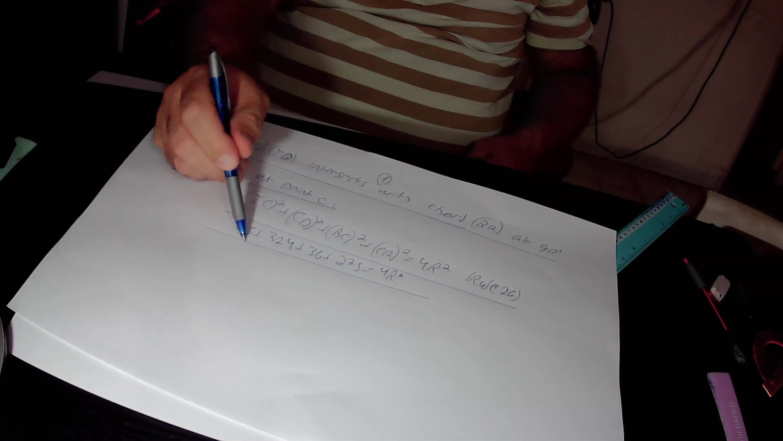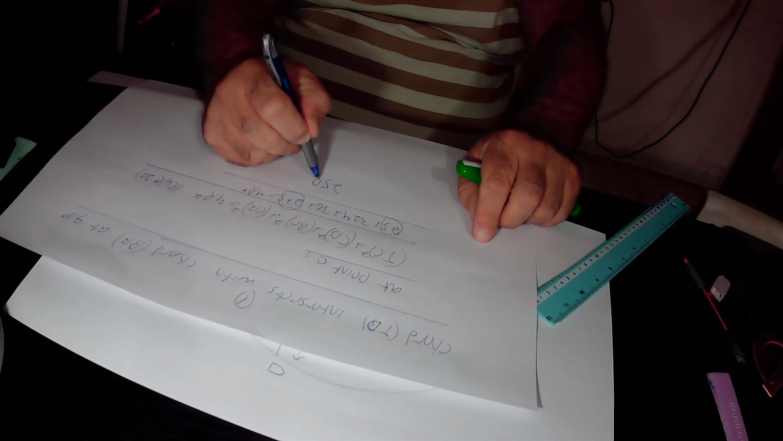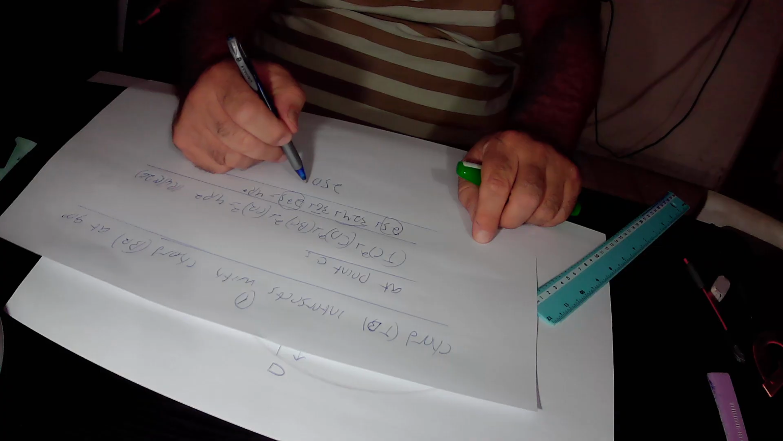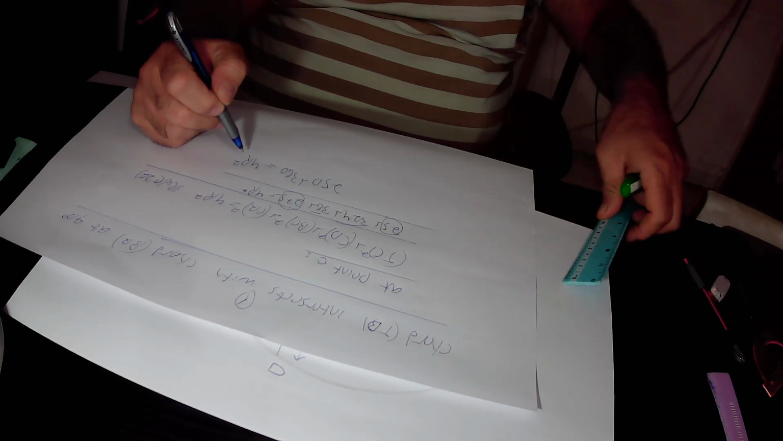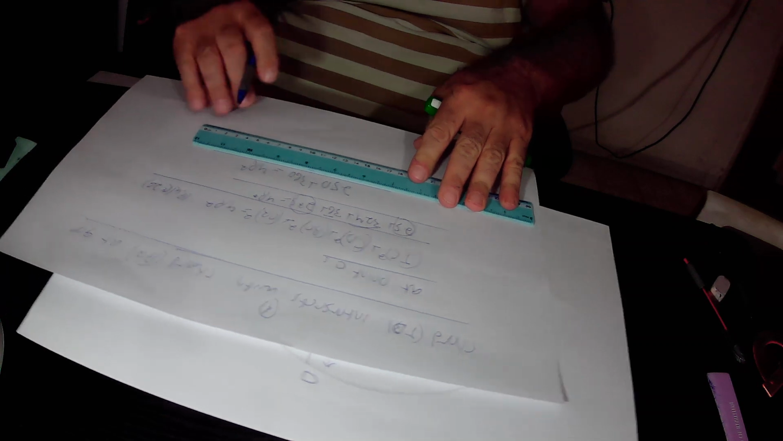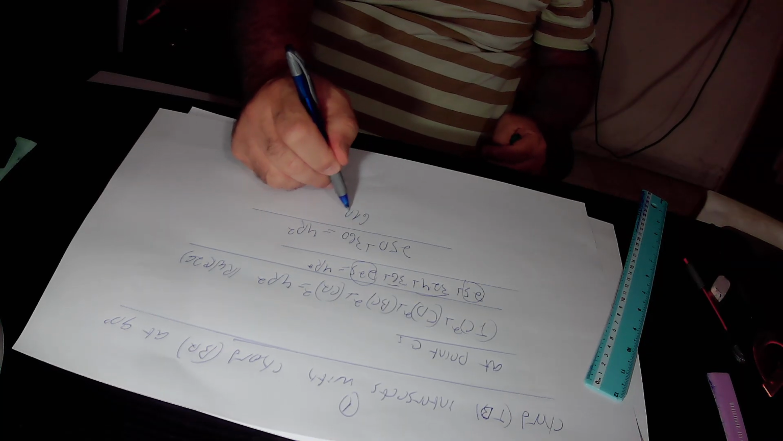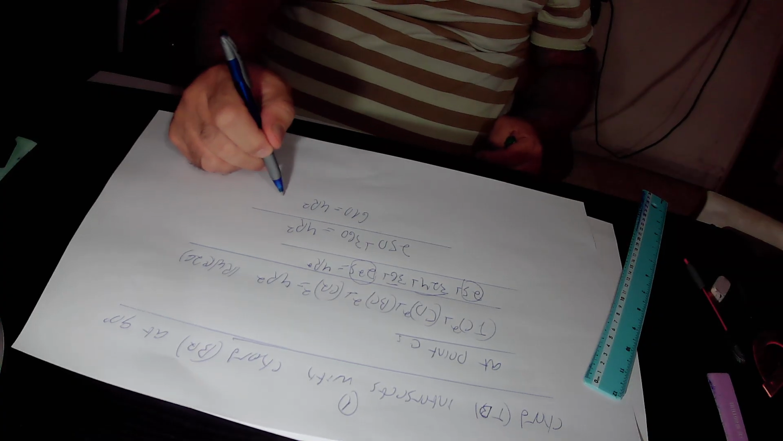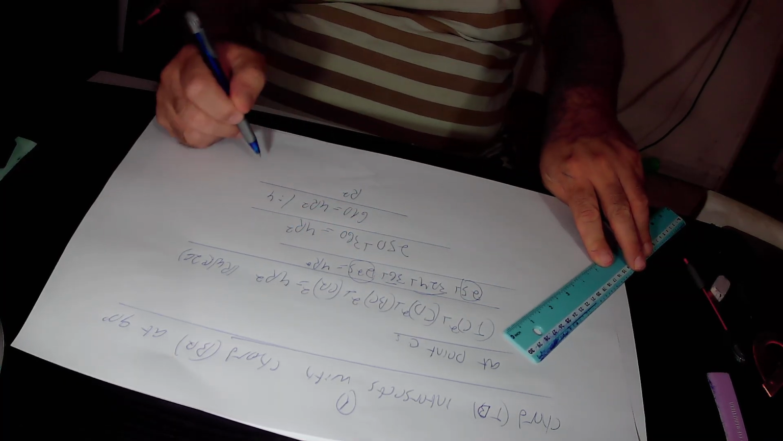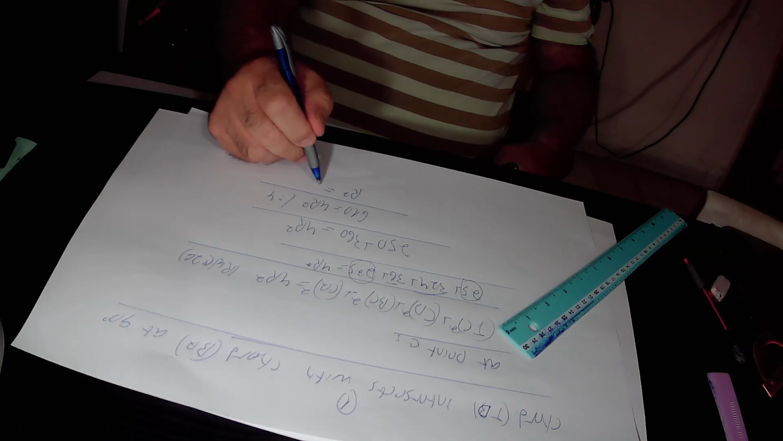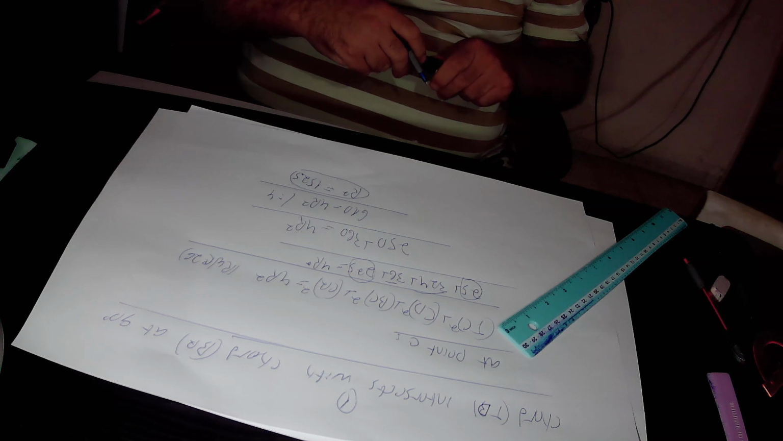25 plus 225 is 250, and 324 plus 36 is 360. So 250 plus 360, which is 610, equals 4R squared. Here we divide this equation by 4, and we get that R squared equals 610 over 4, which is 152.5. So we found out that R squared equals 152.5.